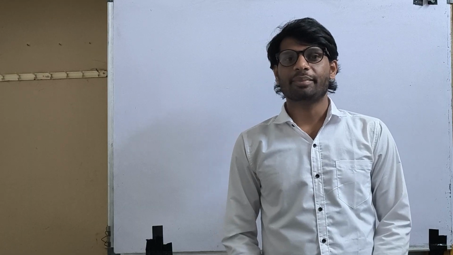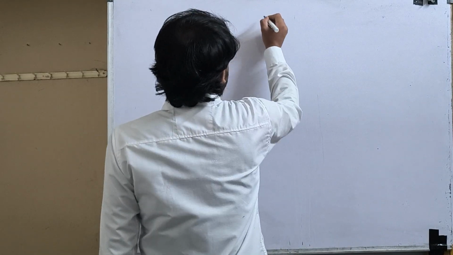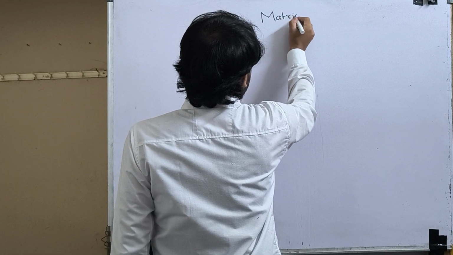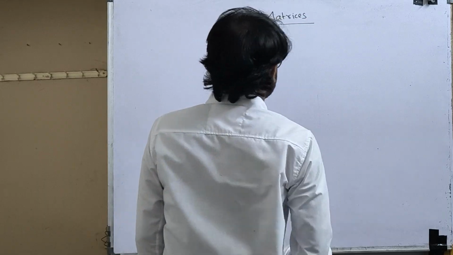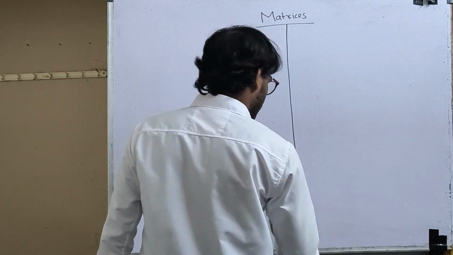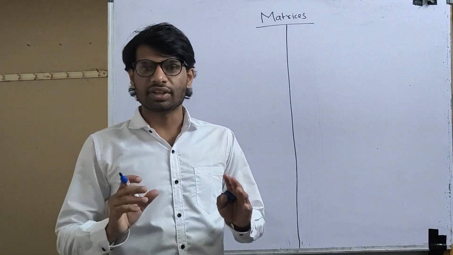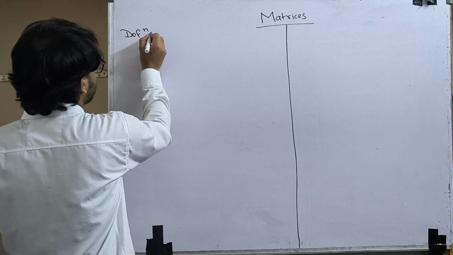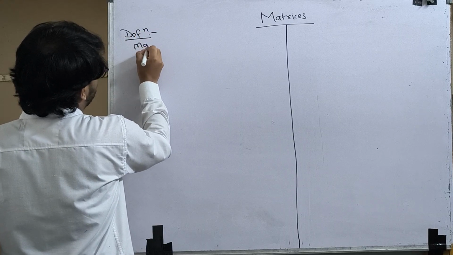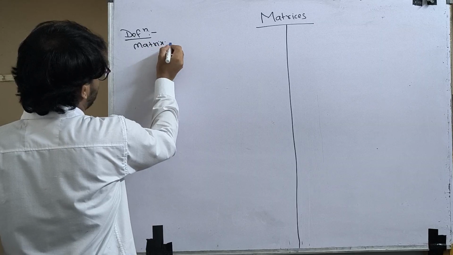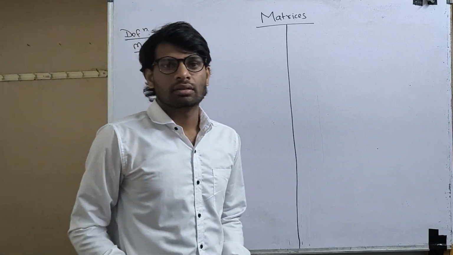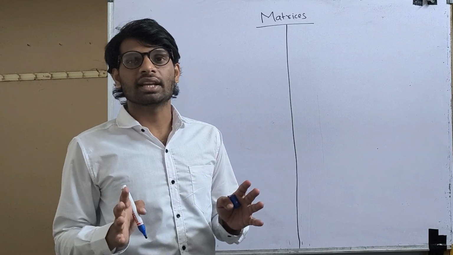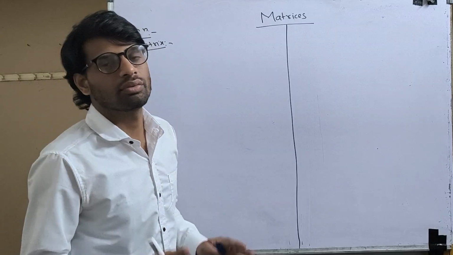So today we will discuss matrices. First we will discuss the definition of a matrix. A matrix is nothing but an arrangement of some numbers or elements in a rectangular array.